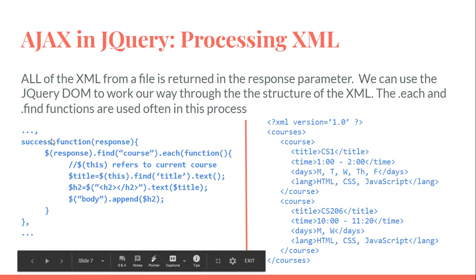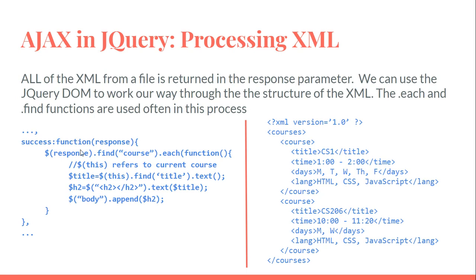The success function, as we said, all of this information is going to get dumped into that response variable. So inside the success function, we treat that response value as a jQuery variable, and we do a .find course. And that find command is going to give us a list of all of the course tags that are in the document. Well, there are two of them right now.